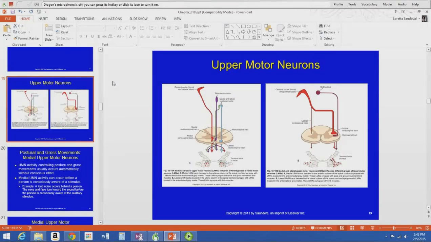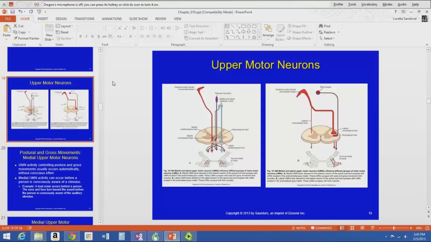Alright, in this section we are going to talk about upper motor neurons. These are the ones going from the cerebral cortex, and they're going to synapse with the spinal interneurons to eventually get to the lower motor neurons, sending those descending messages. There are two different upper motor neuron groups that we're going to talk about: the medial upper motor neurons and the lateral upper motor neurons.